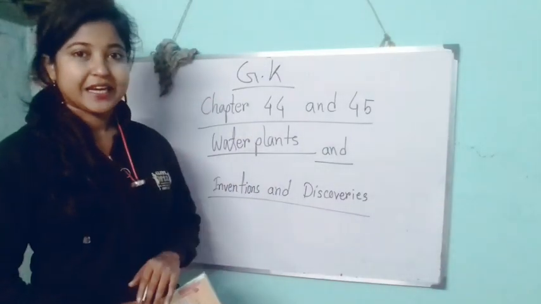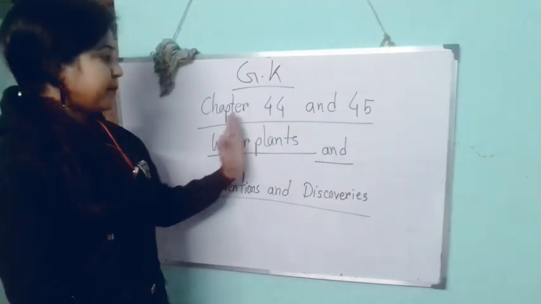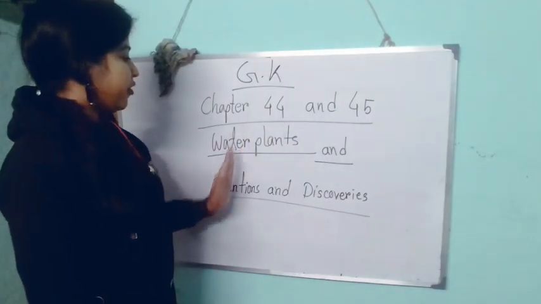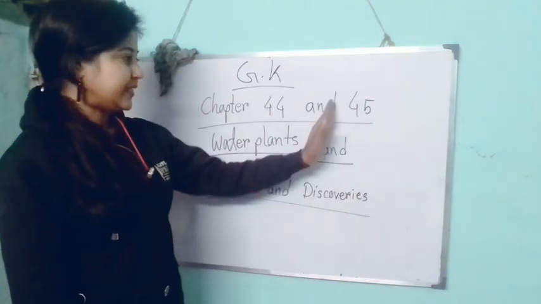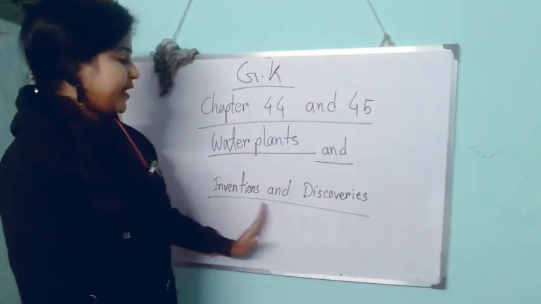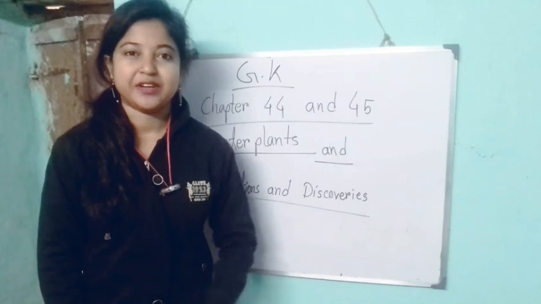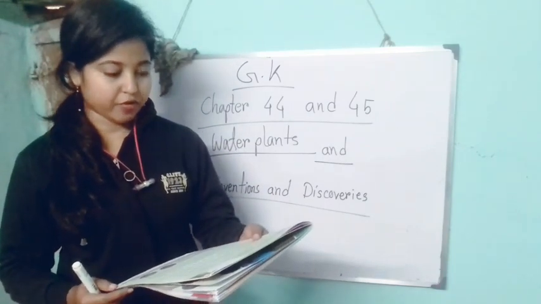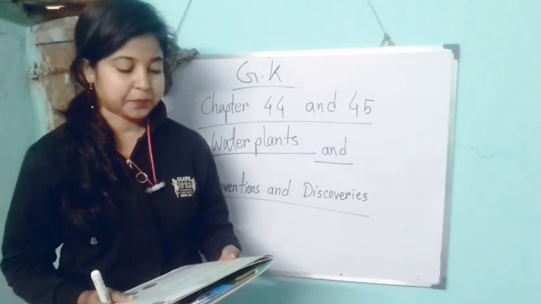It's our GK class. Today we will learn chapter number 44 and chapter number 45. Chapter number 44 which is water plants and chapter number 45 that is inventions and discoveries. Today we will cover these two chapters. First, chapter number 44, page number 59.